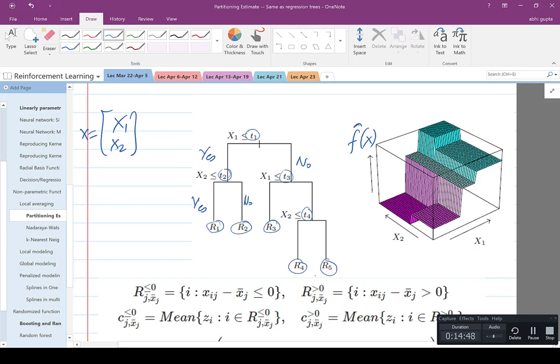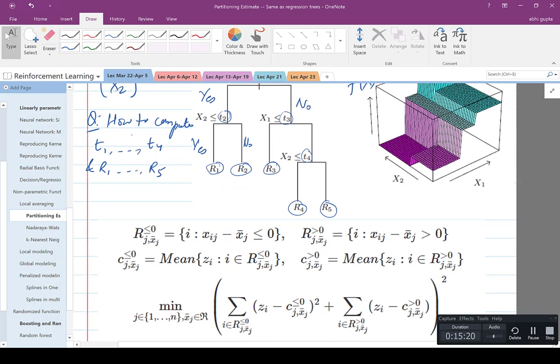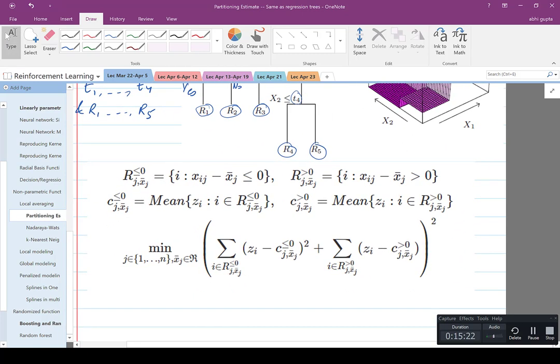Okay, so the question is, how to decide or compute t1 to t4 and r1 to r5. Of course, you can have far more thresholds and far more values of the leaf nodes r1, r2, r3, r4, r5, depending on how many branches you have in this particular tree. So here is how you construct the regression tree.